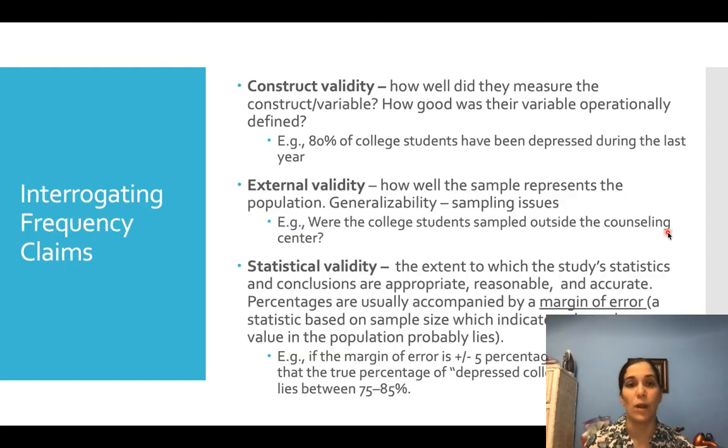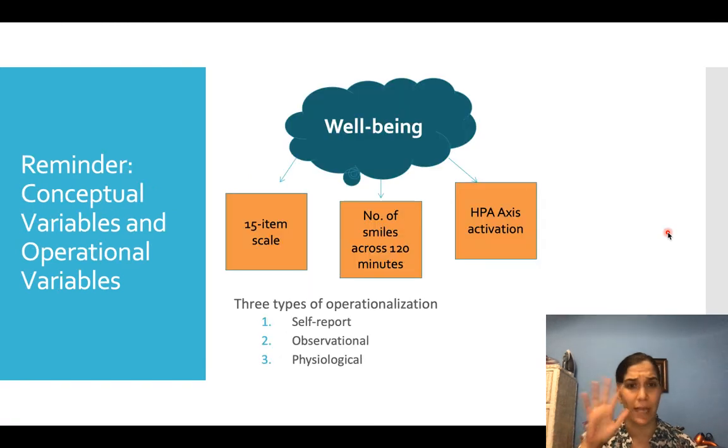So let's talk about each one of these individually. If we're interrogating frequency claims, what do we mean by construct validity? Construct validity is how well did they, the researchers, measure that construct, that variable? How good was their variable operationally defined? So let's give an example of what that means.